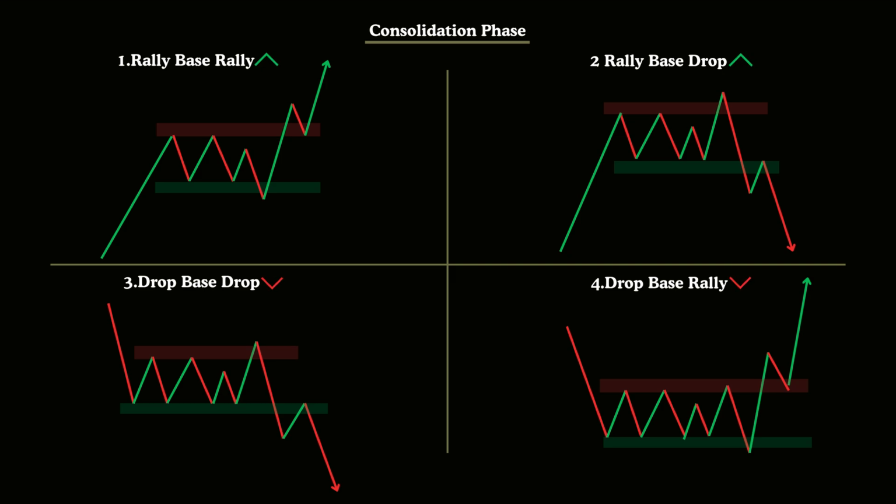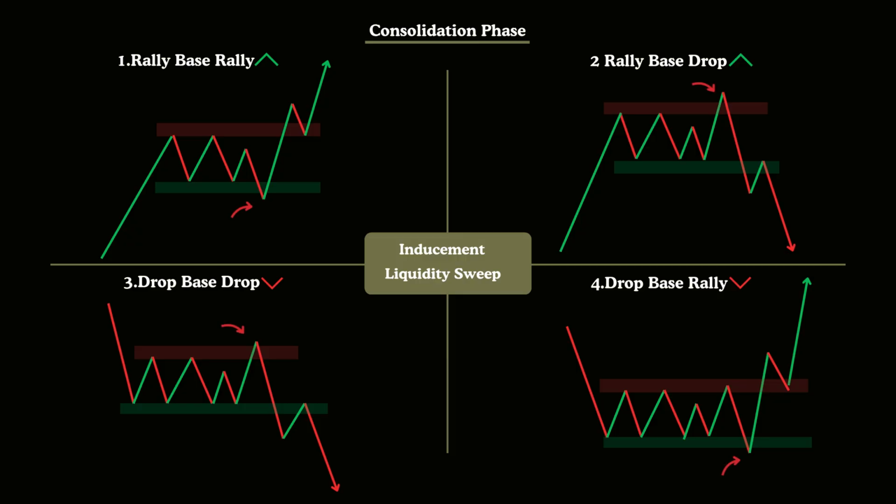Now, across all 4 of these price scenarios, 2 things remain consistent. First, the inducement, which is a fake breakout, and second, the liquidity sweep, when the market trends downward and breaks out from a consolidation zone. It often gives a false signal, trapping retail participants. Retail traders typically enter in the breakout direction, producing high liquidity.